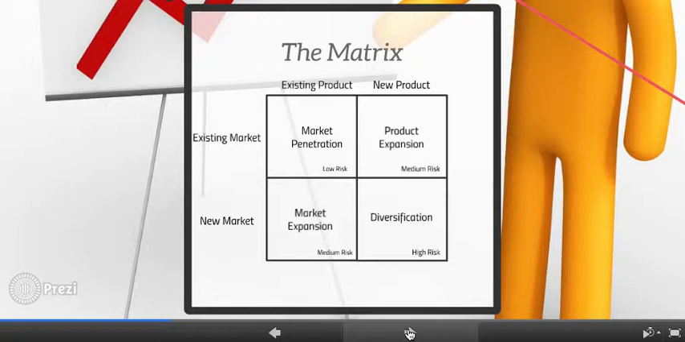If you look at the top left square in this matrix, it matches existing product with existing market, which Ansoff calls market penetration, which is selling your existing product to the existing market. The bottom left square shows market expansion, which means you're selling your existing product to a new market. Similarly, selling a new product in an existing market is product expansion. And finally, selling a completely new product to a completely new market is called diversification. We will look at all of these one by one.